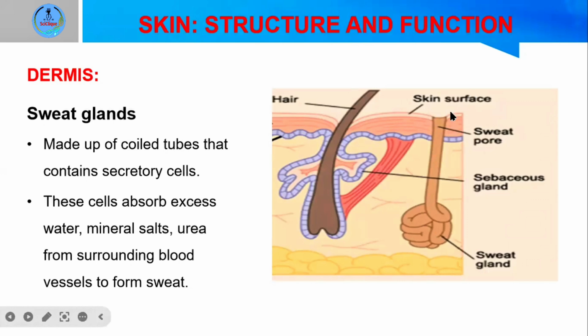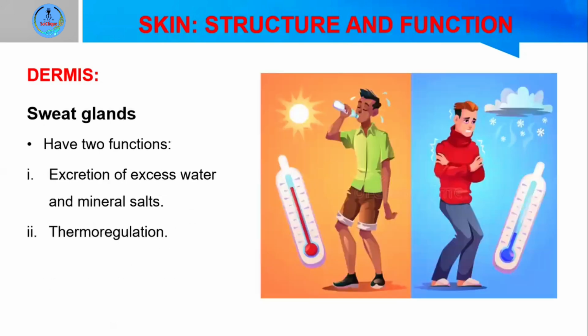Now, once it reaches the surface of the skin, the sweat, which is going to be in liquid form initially, absorbs heat from our body and then evaporates. This leaves us with this cooling effect. So, of course, you're going to have sweat glands playing a role in thermoregulation. So sweat glands actually have two functions. Number one, excretion, of course, of excess water and mineral salts. And number two, thermoregulation. Now, how does this happen?